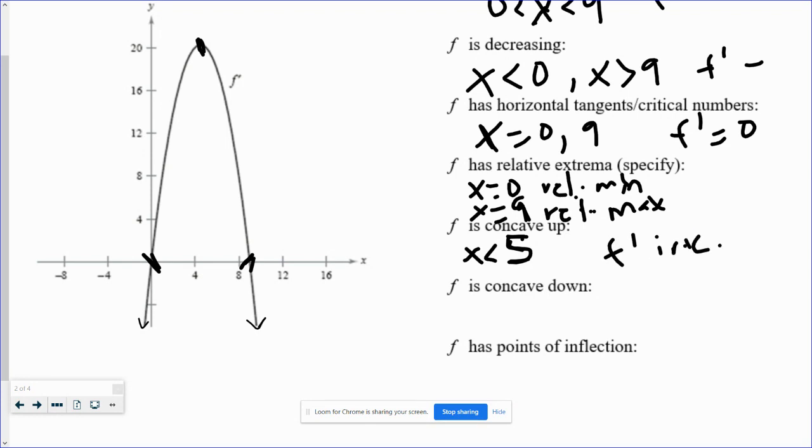Okay, next, f is concave down when the second derivative is negative, which means the first derivative would be decreasing, which is when x is greater than 5. Because that's where f prime is decreasing. Now, last one, f has points of inflection. We said f has points of inflection when the second derivative is changing sign, which means the first derivative has relative extrema. There's only a relative max, and that's at x equals 5.